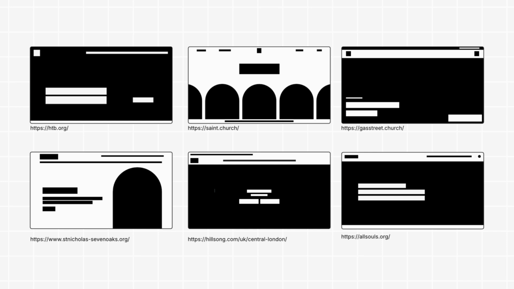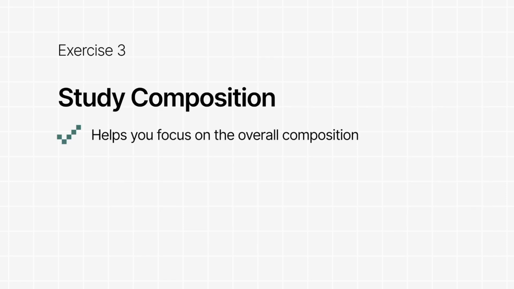I'm not distracted by any images or videos or anything like that. I'm really focusing on the overall composition. It helps me immediately pick out things like repeated shapes across different designs, or it shows me roughly how much text each of these designs are using. And what this exercise does is it really helps you focus on the overall composition.